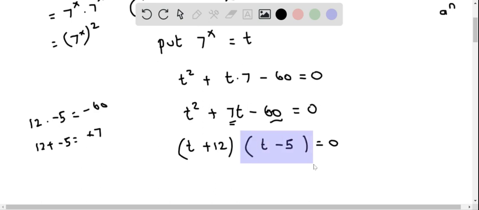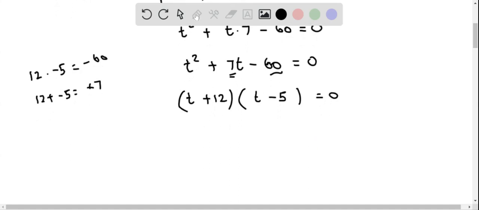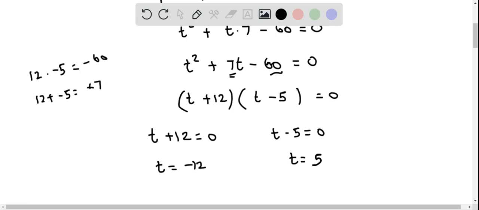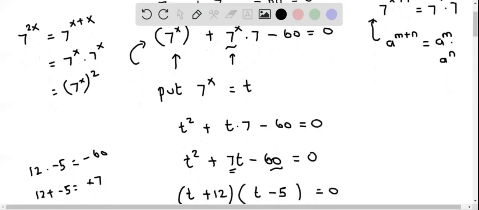So it's a product. Now we can solve for t from these two factors. That is, t plus 12 equals 0, or t minus 5 equals 0. So we get t equals negative 12, and t equals positive 5. Okay, so now we have found the values of t. However, we have to check if these values satisfy the equation.